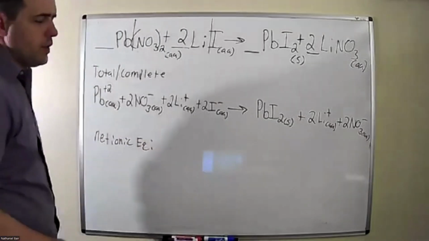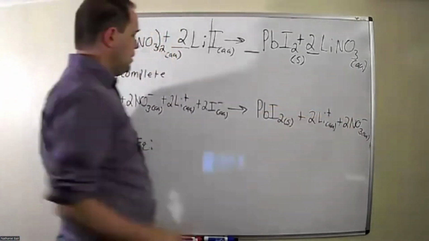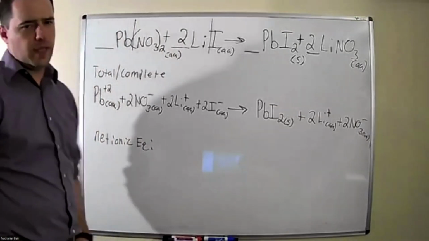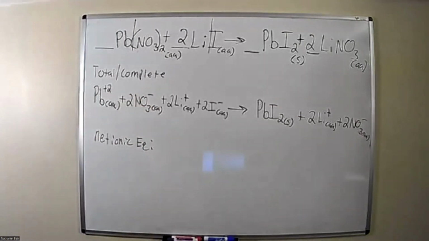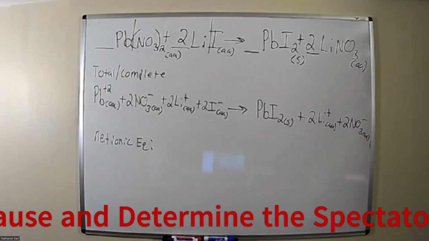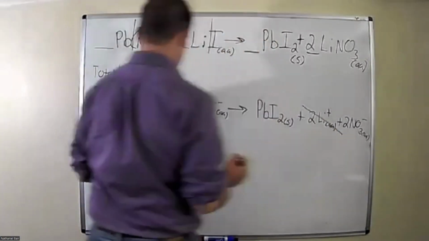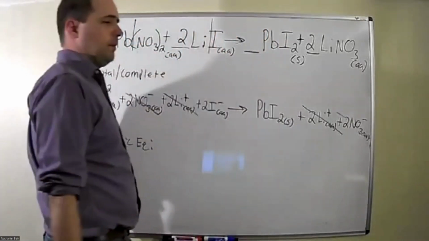The net ionic equation eliminates the spectator ions. So I want you to look at the complete ionic equation. What are my spectator ions in this reaction? Can you find the spectator ions in that reaction? So hopefully you've identified the 2 lithiums and the 2 nitrates as the spectator ions.